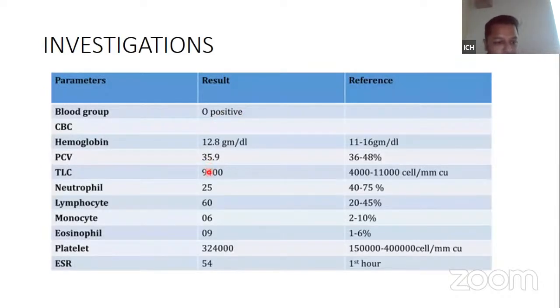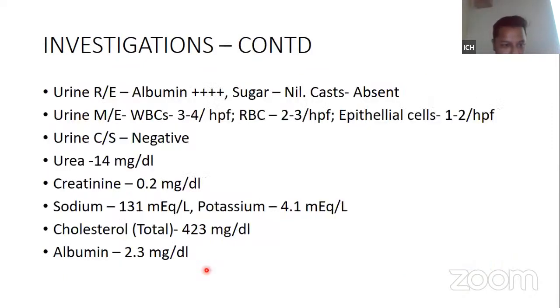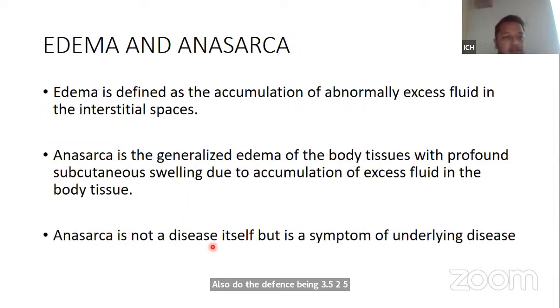We can find that the blood parameters were normal. In the complete blood count, ESR was elevated. In urine routine examination, we could find that albumin was 4 plus. Casts were absent in this case, and WBCs were 3 to 4. Urine culture sensitivity was negative. Urea and creatinine were within normal limits, but cholesterol was elevated, the reference being 200 mg per dl, and albumin was also low, the reference being 3.5 to 5.5 mg per dl.